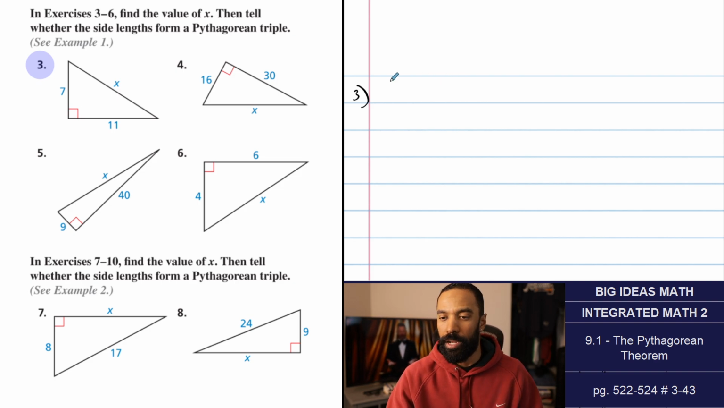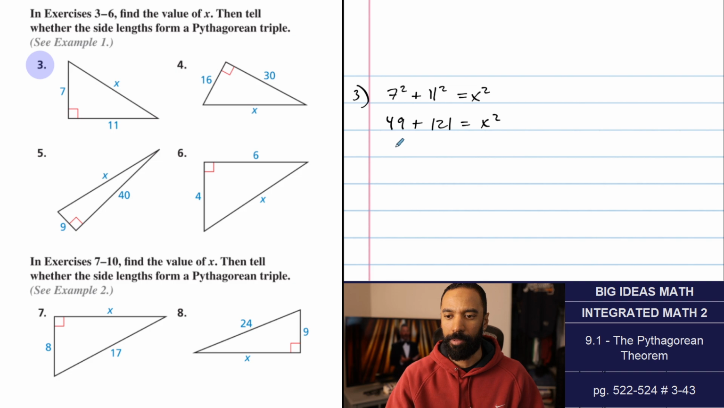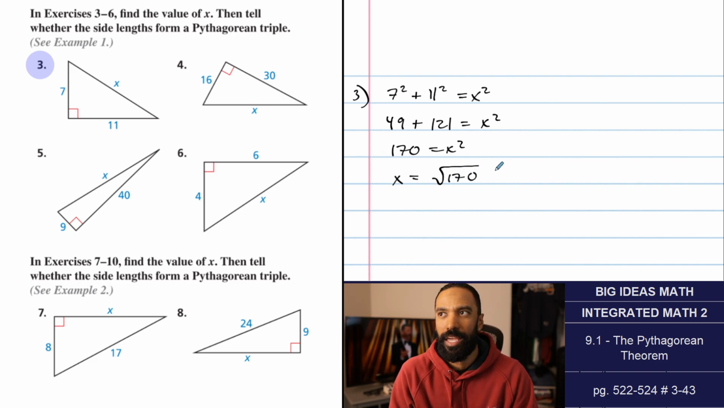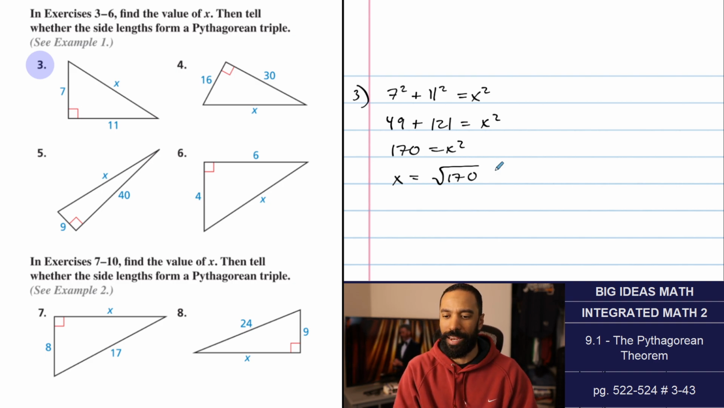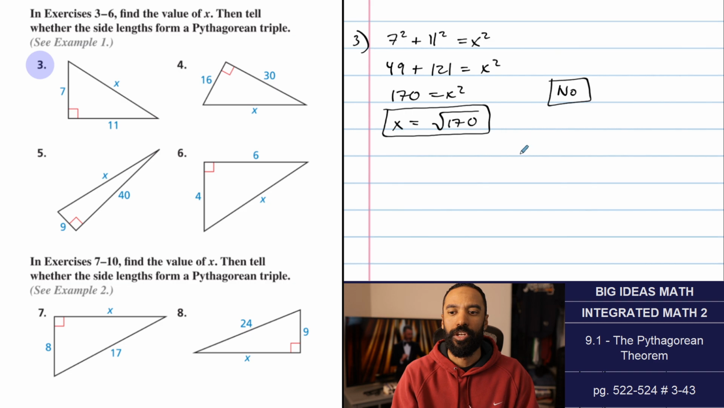Number 3 is going to be a no. Now, for these ones, it's already drawn, so I'll just do the setup for my own sake. 7 squared plus 11 squared equals x squared. X is the hypotenuse. 7 squared is 49. 11 squared is 121. 49 plus 121 is 170. Now, x is the square root of 170. 170 is 2 times 85. 85 is 17 times 5. I don't believe any of those can simplify, so I'll leave it like that. I'm not going to round it. Not a Pythagorean triple. When I answer yes or no right here, I'm saying whether or not it's a Pythagorean triple. No, this one's not.